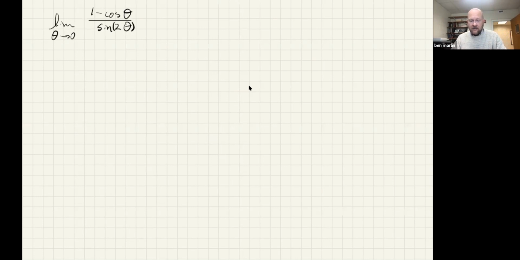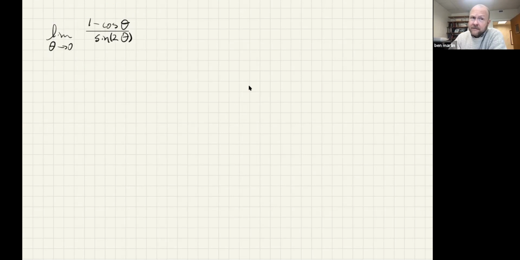It says the sine of the quantity 2 theta. Now, this one is going to require us to know a little bit about our trig identities. In particular, the Pythagorean trig identities that everybody ought to know, okay?